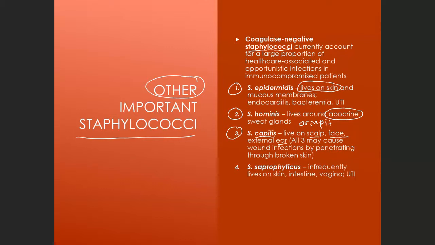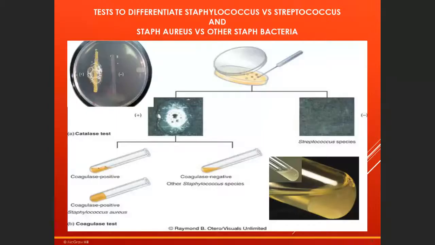The next one is Staphylococcus saprophyticus, mostly in the groin and genital area. This one can cause urinary tract infection. So they live on the skin around the genital area. These are other types of Staphylococcus bacteria that might cause disease in humans.